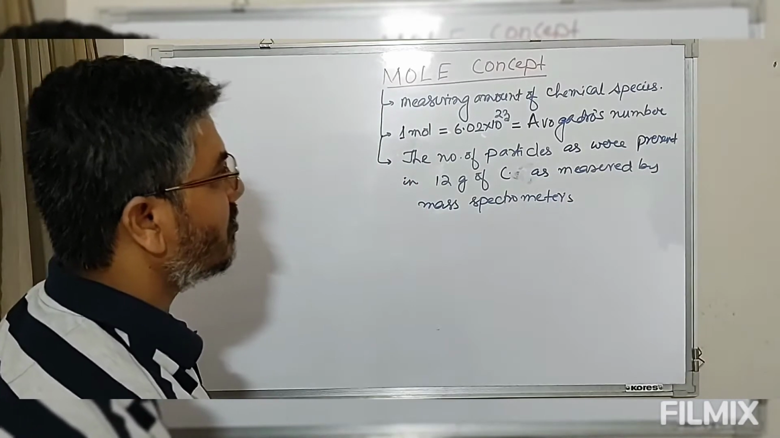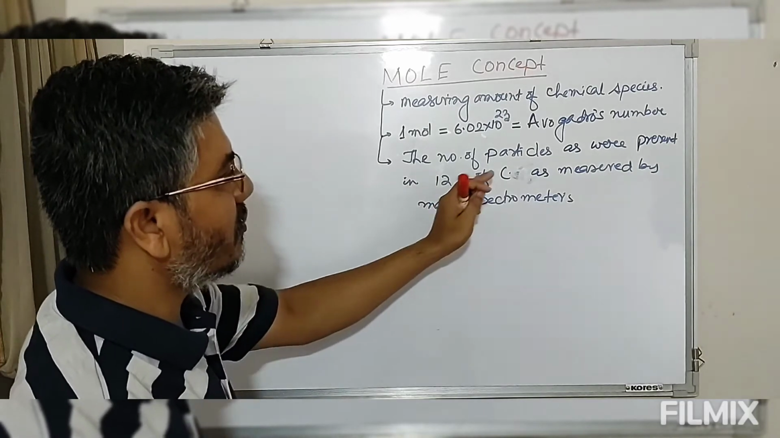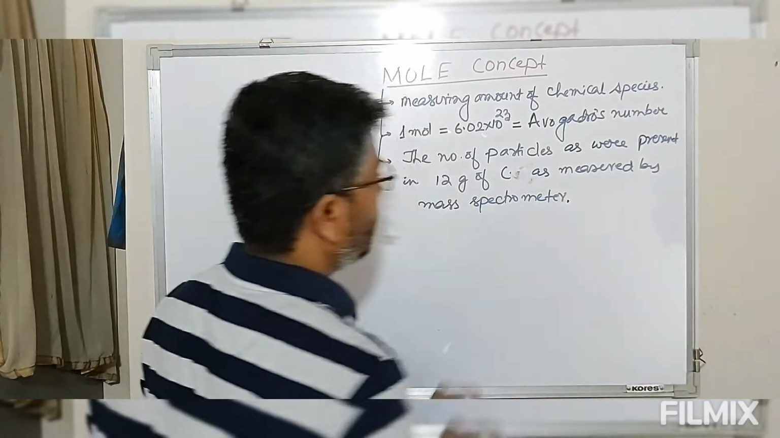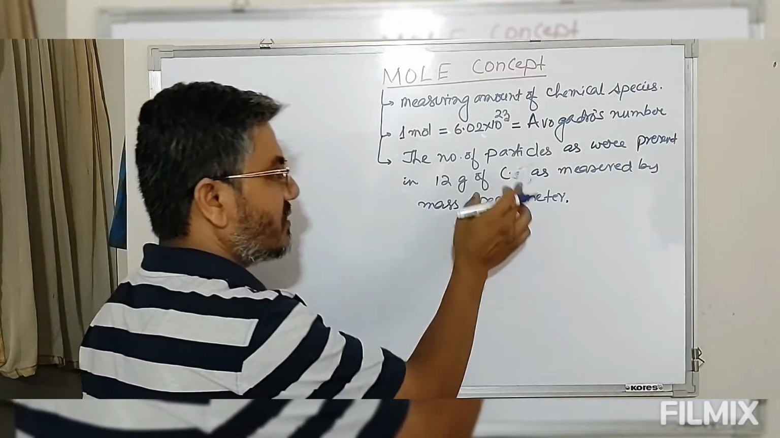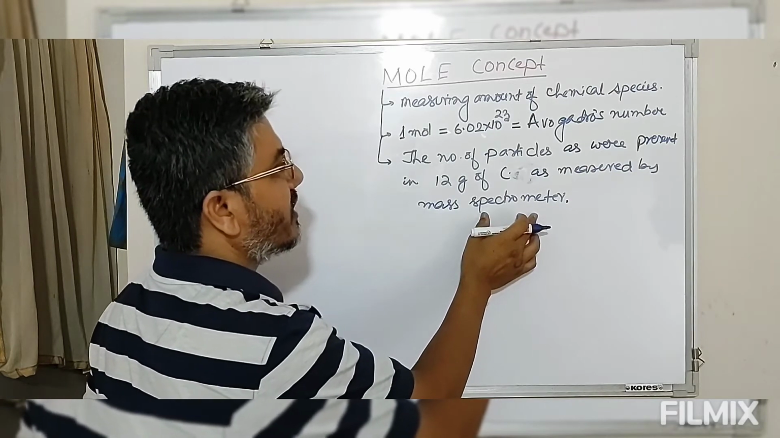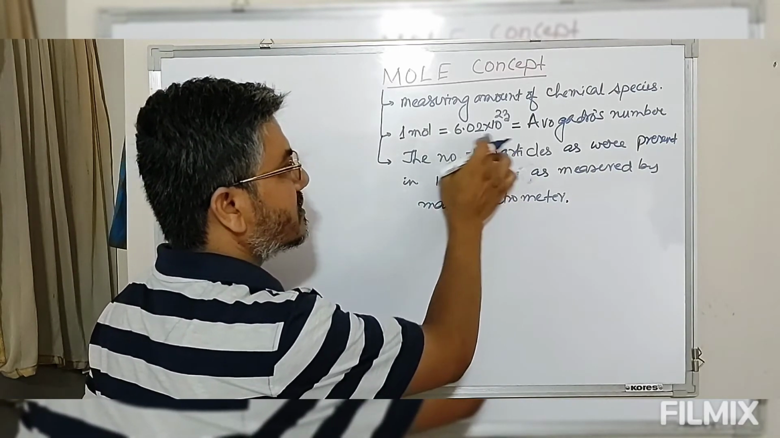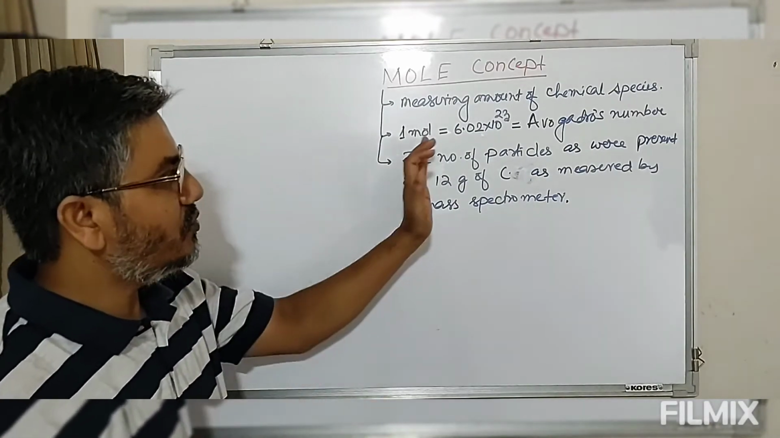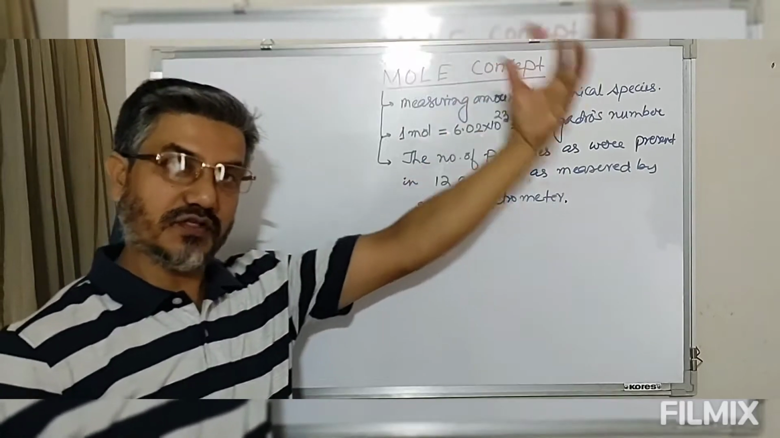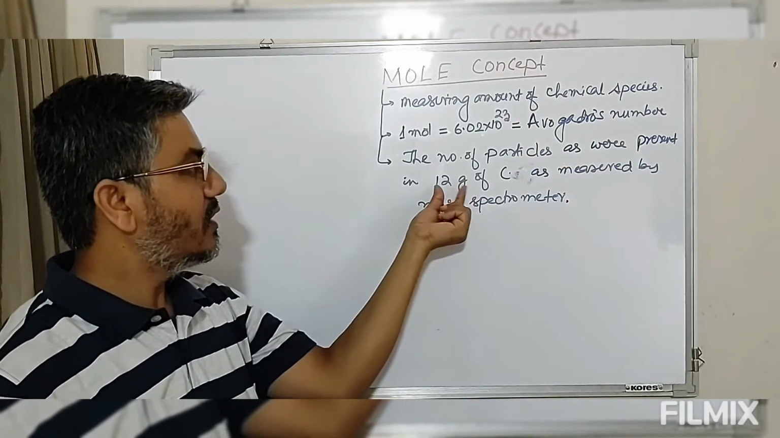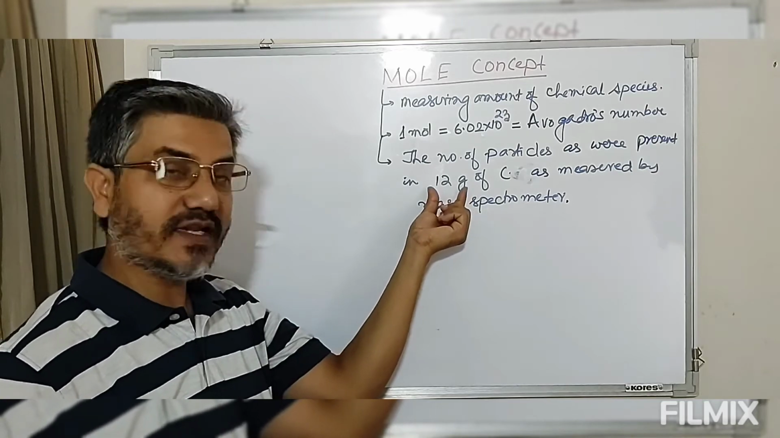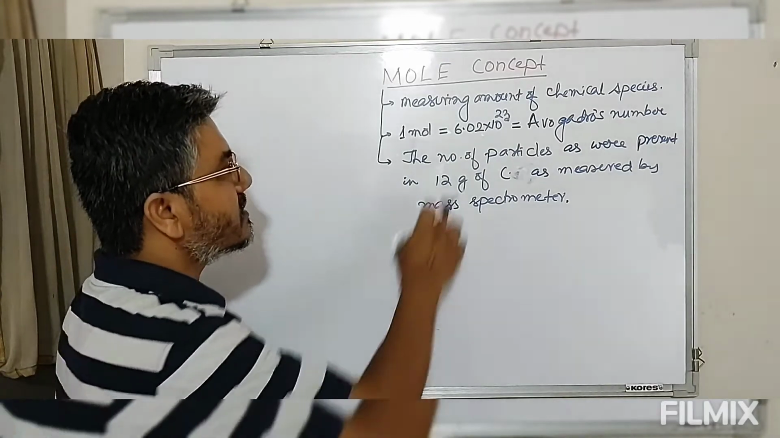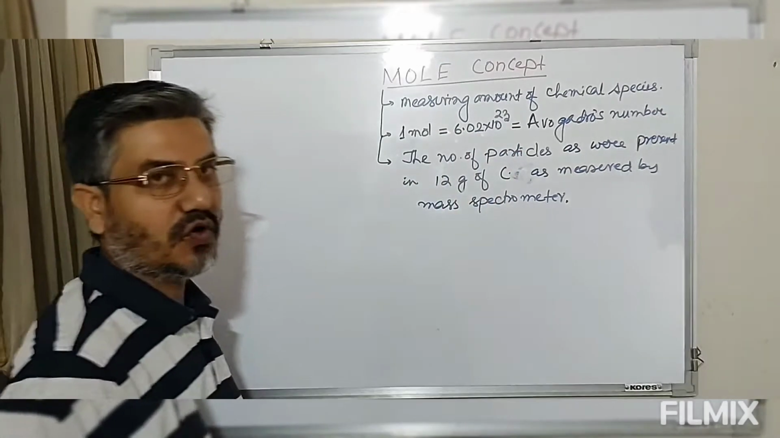So this was the number of particles that were present in 12 gram of carbon as measured by spectrometer. When 12 gram of carbon was measured by spectrometer, the number of atoms of carbon found was 6.02 into 10 to the power 23 atoms of carbon. So 6.02 into 10 to the power 23 atoms weighs 12 grams. So this was defined as gram atomic mass, the number of gram atom. So this was 1 gram atom, yeah, 1 gram molecule.